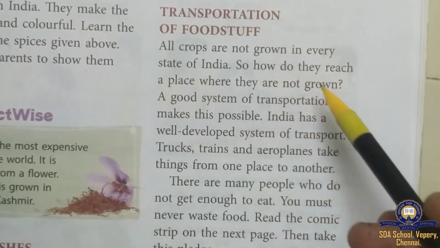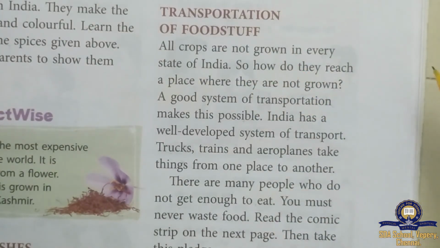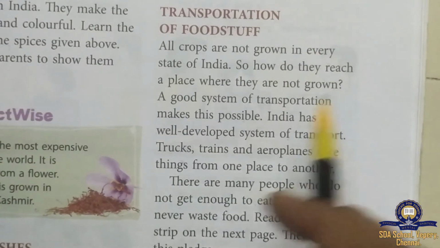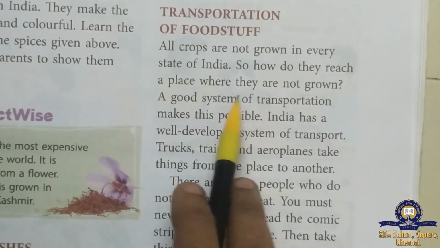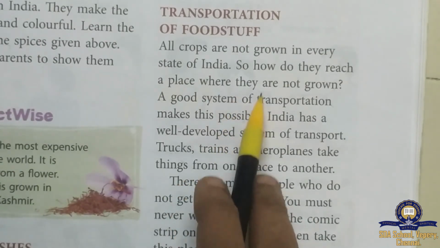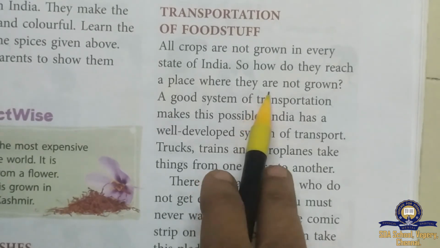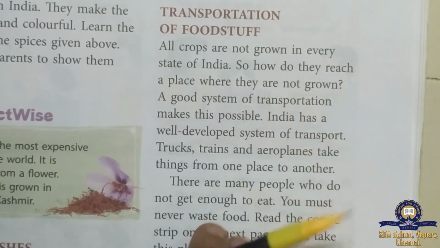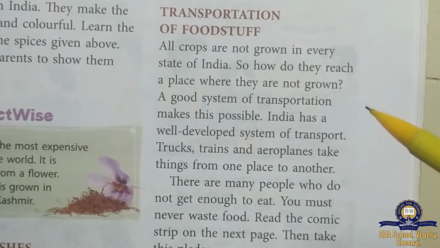The transport of foodstuff is very simple. All crops are not grown in every state of India, so export and import are done inside India. For example, Jammu and Kashmir is famous for its apples, but if Tamil Nadu needs them, they are exported. It is possible only through transport.